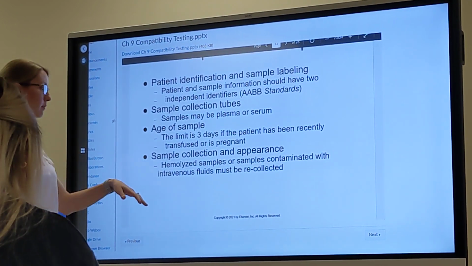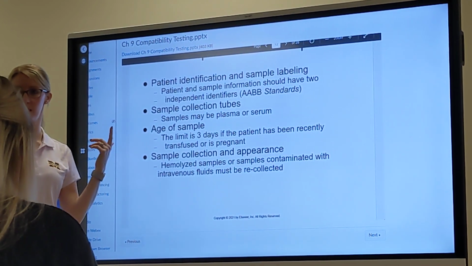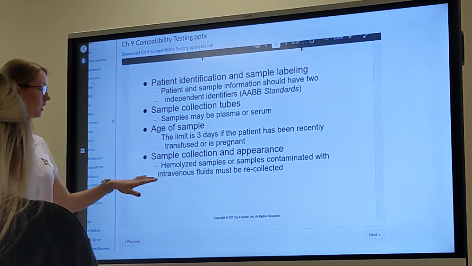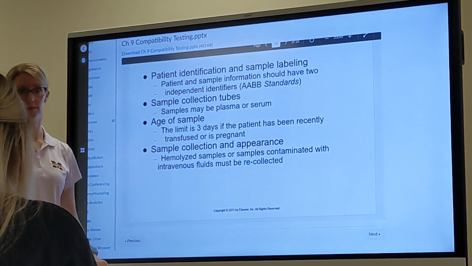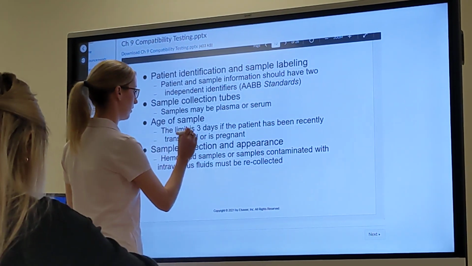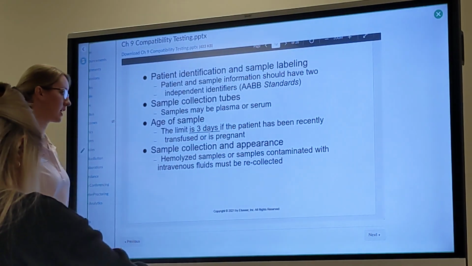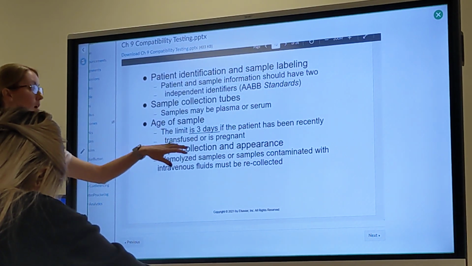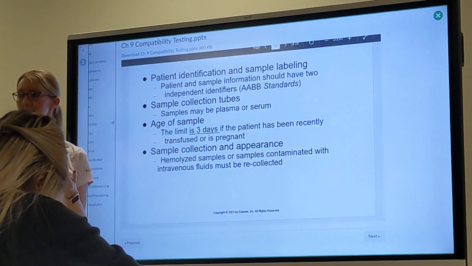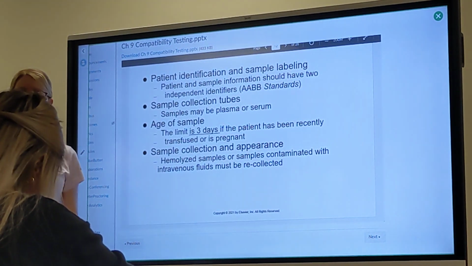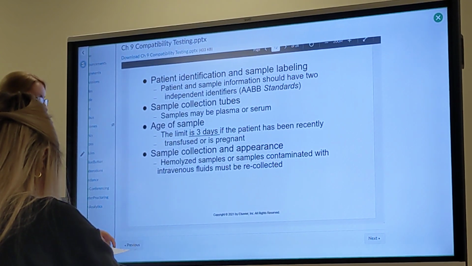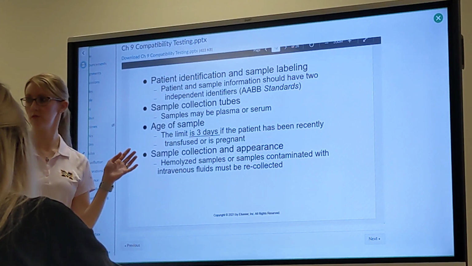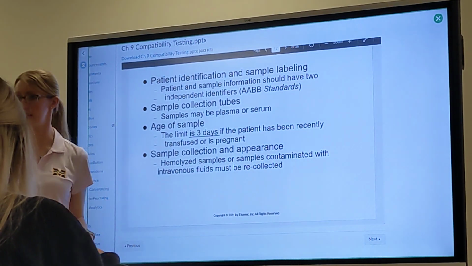You can use serum or plasma. What we're always using in the blood bank right now is plasma. That's probably what you're going to use, the pink top. The age of the sample, the limit, is 3 days. If the patient has been recently transfused or pregnant, most places just use the rule of 3 days no matter what, because it's too hard to keep up with who's been transfused and who hasn't. So 3 days is just the rule, unless your facility has a policy otherwise.